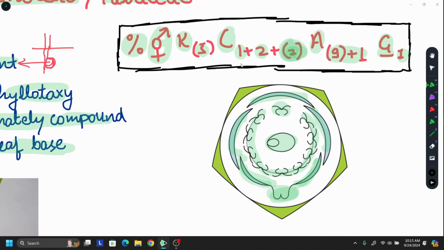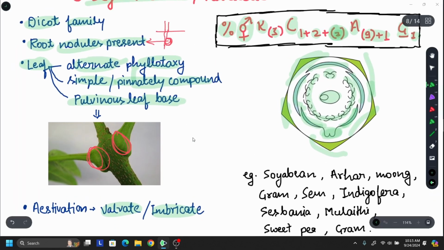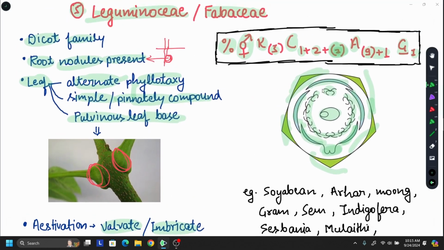You can see from this. Total 5 sepals are there: 1, 2, 3, 4, 5, and these are joined to each other. That's why the bracket. So all these things you can see from that. From the floral formula we can tell a lot about a flower.